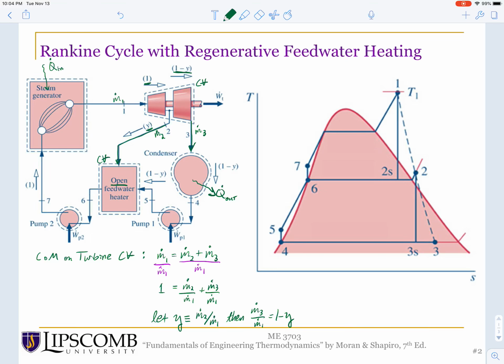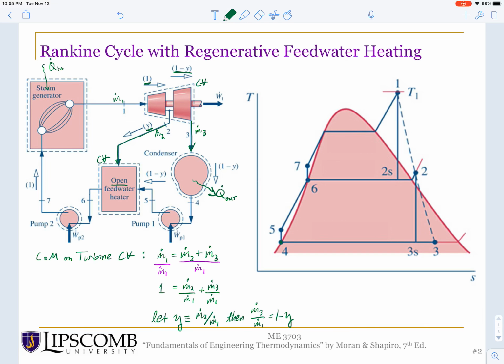What does this do to our property diagram? Well, let's look at the TS diagram here on the right. We'll start with pump 1. State 4 is a saturated liquid, and the pump is increasing the pressure of the fluid to state 5. 5 to 6 represents the open feed water heater. 6 to 7 represents pump 2, and 7 to 1 represents the steam generator.